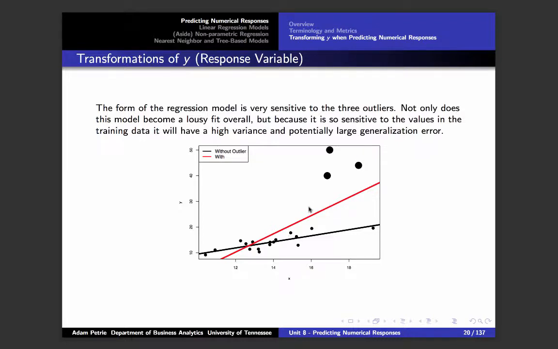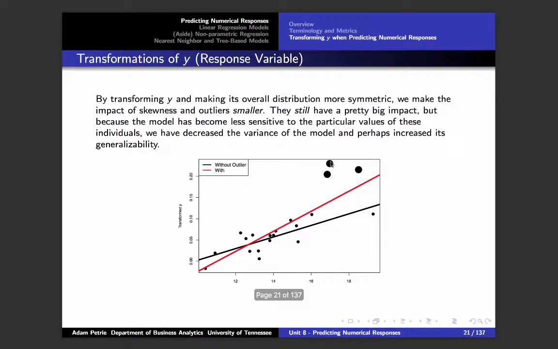If we fit a regression without these three points, we get this nice solid black line. With these three individuals, we get this red line. We can see how sensitive the model is to these three individuals. And we'd like to prevent that sort of sensitivity. So the hope is by sometimes doing those transformations, making a more symmetric distribution, we can minimize that impact.